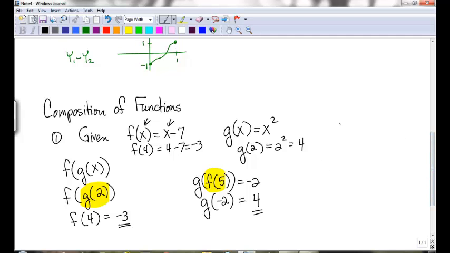Some of the algebra books do it like this: f of g of x, or g of f of x. They use that little symbol.